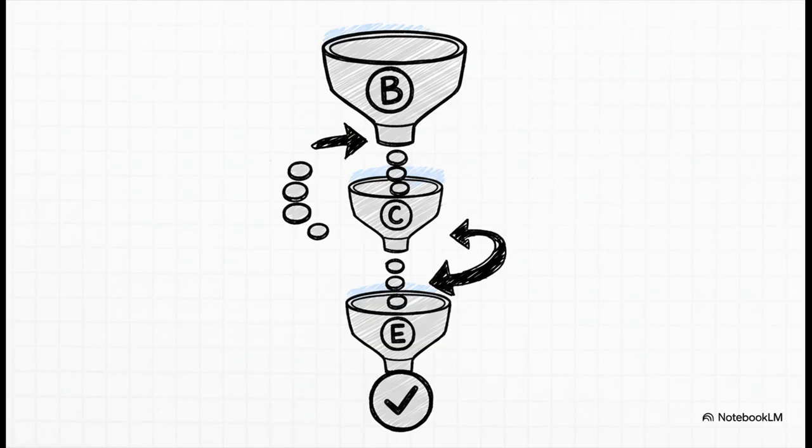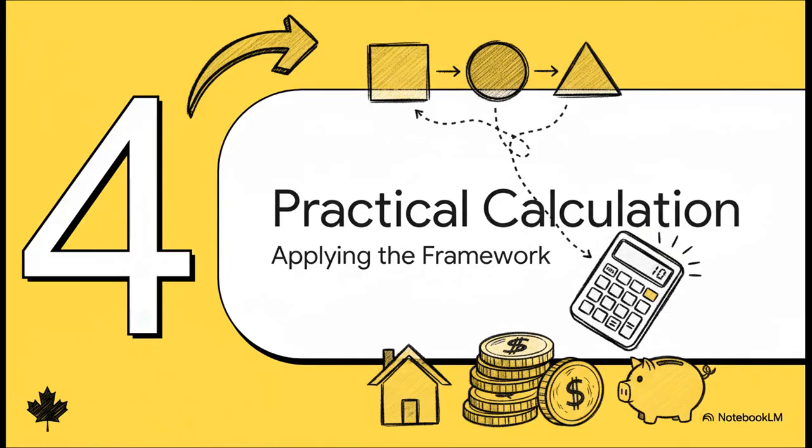The final number from Division B is the starting number for Division C, and the final number from Division C is the starting number for Division E. You can't skip a step, you can't do them out of order. Each one builds directly on the one before it. Okay, that's enough theory for now.